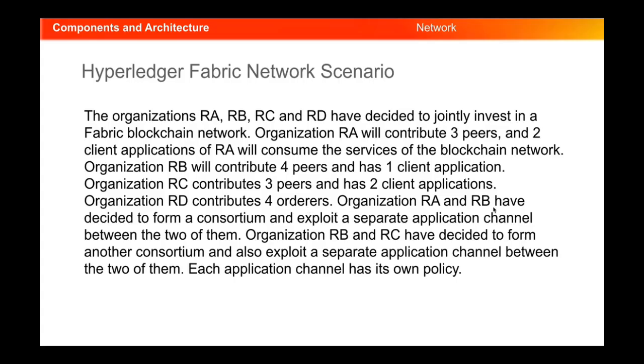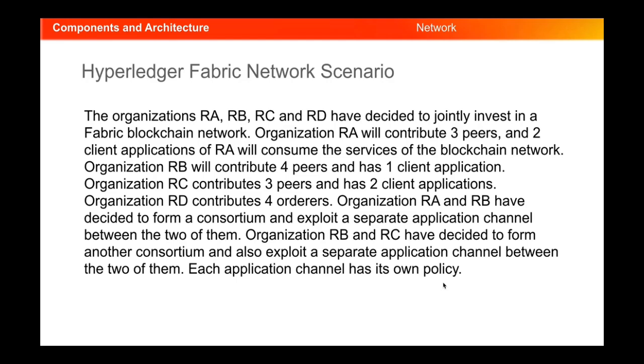So organizations RA and RB have decided to form a consortium and exploit a separate application channel between the two of them. Organization RB and organization RC have decided to form another consortium and also exploit a separate application channel between the two of them. Each of the application channels has its own policy. As I've told you before, please do revisit this whenever it is needed while I'm explaining the next slides.